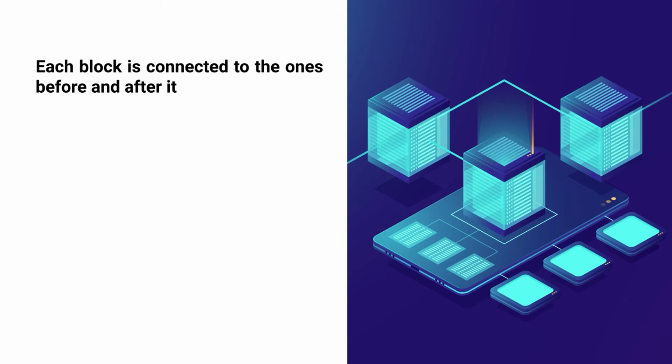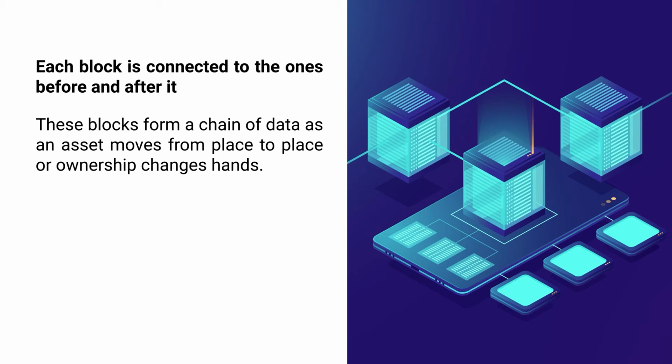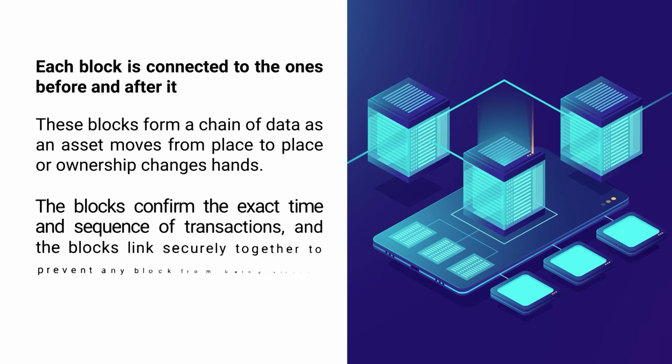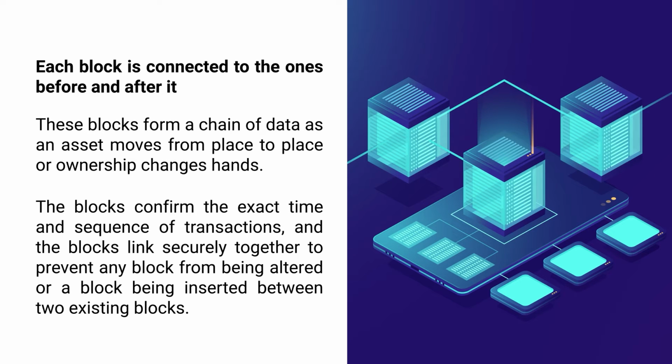Next, each block is connected to the ones before and after it. So these blocks form a chain of data as an asset moves from place to place or ownership changes hands. The blocks confirm the exact time and sequence of transactions and the blocks link securely together to prevent any block from being altered or a block being inserted between two existing blocks.